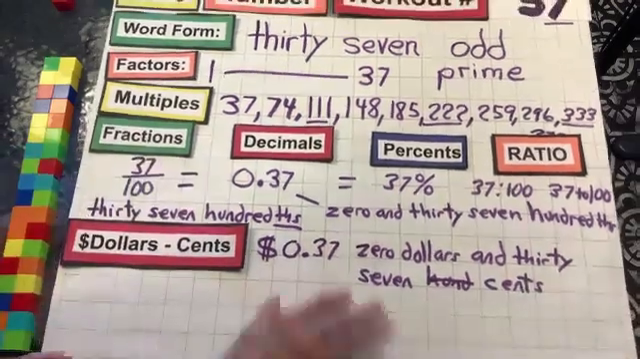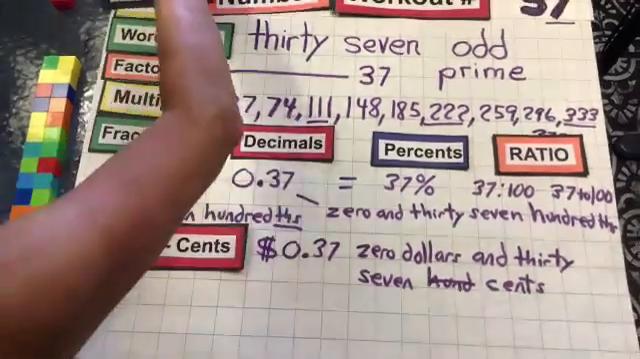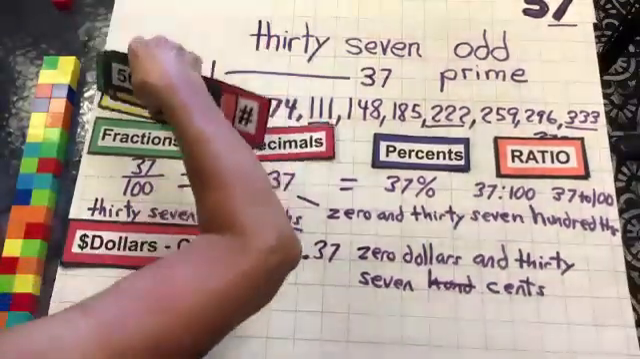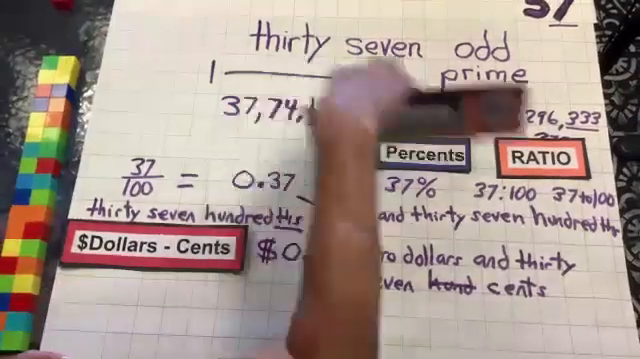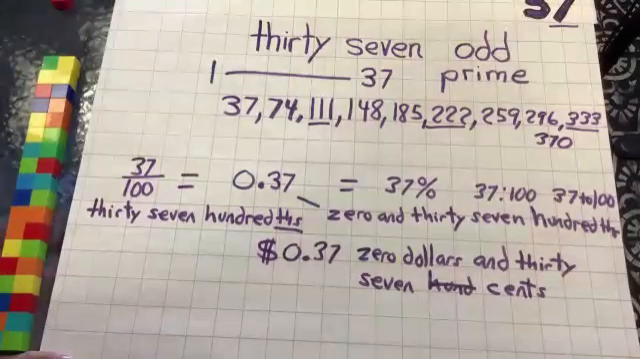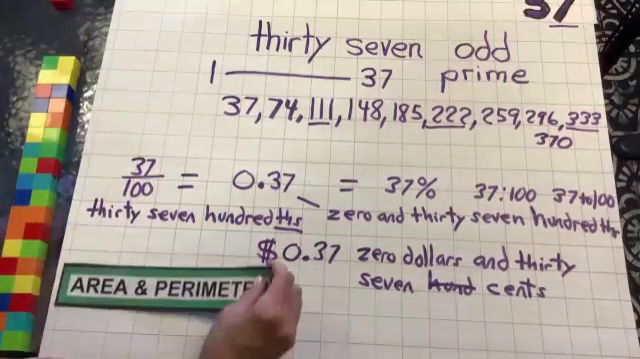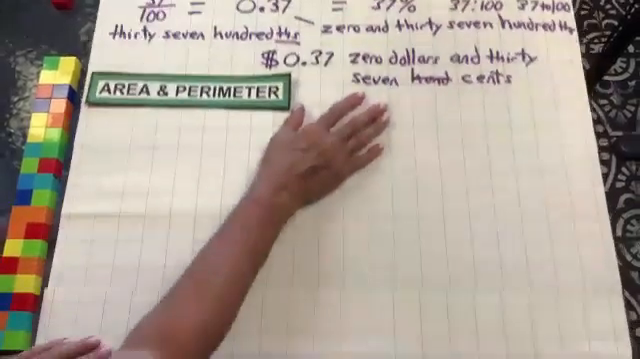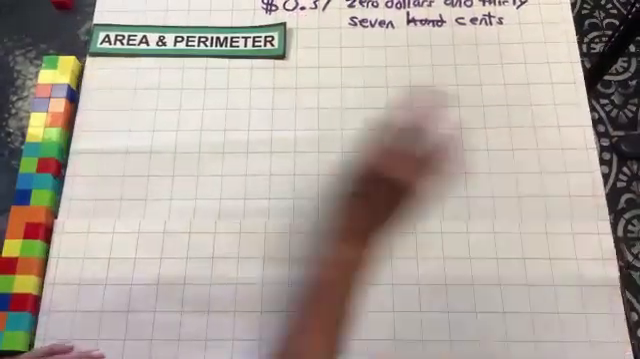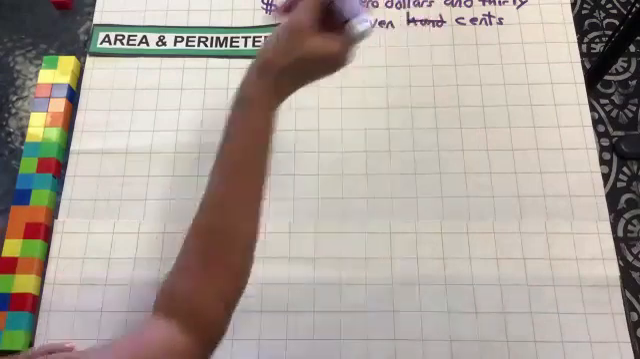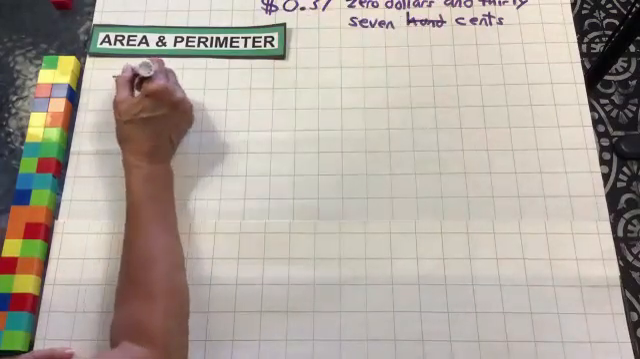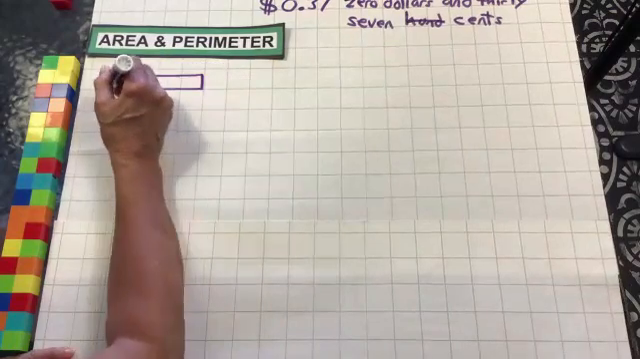All right, let's go on to the next thing. I got to grab up my cards so that they don't fall on the floor. And we'll move it up to do our area and perimeter. So here we go. Area and perimeter. So remember, we're using our factor pairs at the top, and the only factor pairs we have is a 1 by 37 or a 37 by 1.